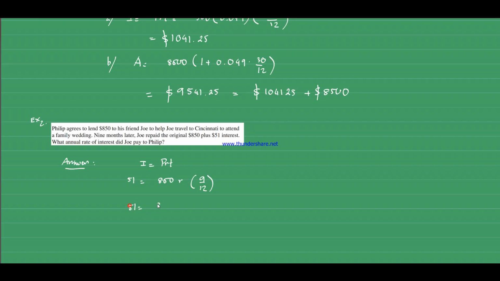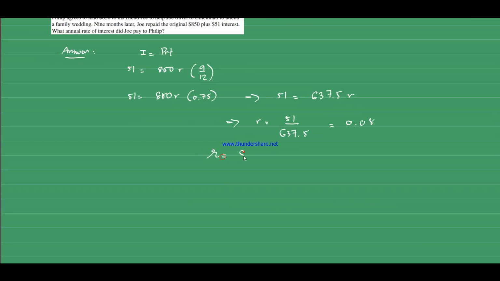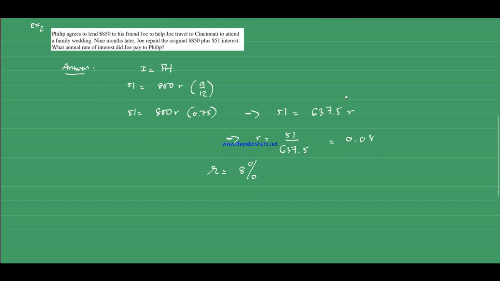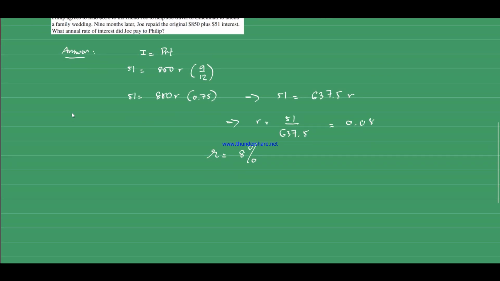So it will be 51 equals 850 times R times 9 divided by 12, which is 0.75. So 51 equals R times 850 times 0.75, which gives you 637.5 R. So R will be 51 over 637.5, which gives you 0.08, so the R over here, the rate, is 8%. Okay. Good. Example 3. It's pretty easy, very straightforward.